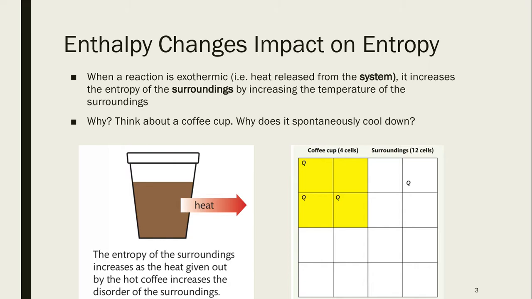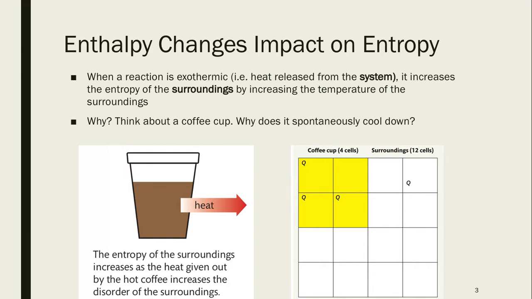So let's start by looking at our enthalpy changes and see how that affects our entropy. Let's say a reaction is exothermic, meaning heat is released from the system. It will increase the entropy of the surroundings by increasing the temperature of the surroundings. Remember, our enthalpy is our heat that is being released in this case, and entropy is the amount of disorder. So we're saying that when heat is released, the disorder or the entropy of the surroundings will increase.